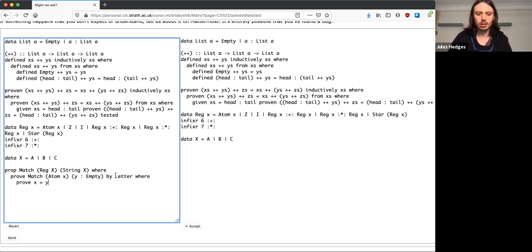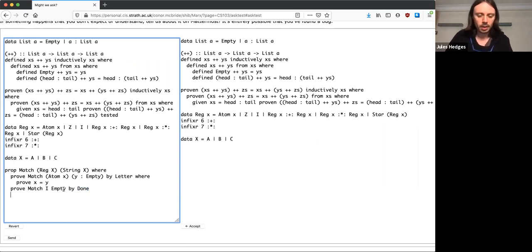Okay, so the next thing that a regular expression can be is the zero regular expression, but this doesn't match any strings. So I'm not going to have any proof rules for it. I don't want to have any way to prove that zero matches something. The next thing after that is I, and this matches the empty string. So I'm going to say I can prove that I matches empty, by done. All of these names are just arbitrary. They can be anything.